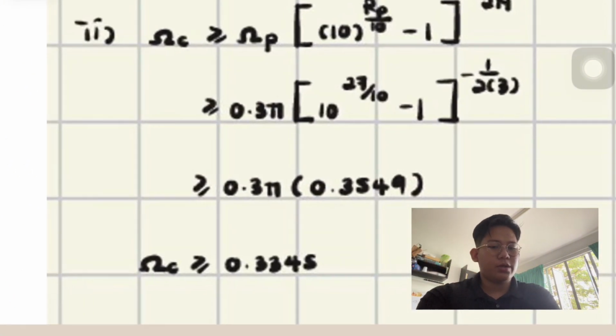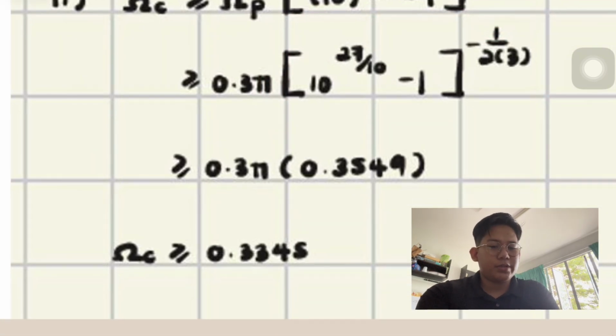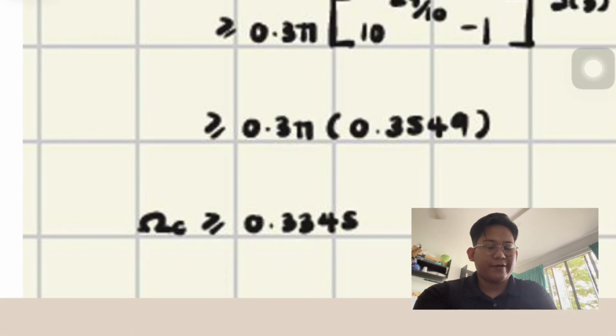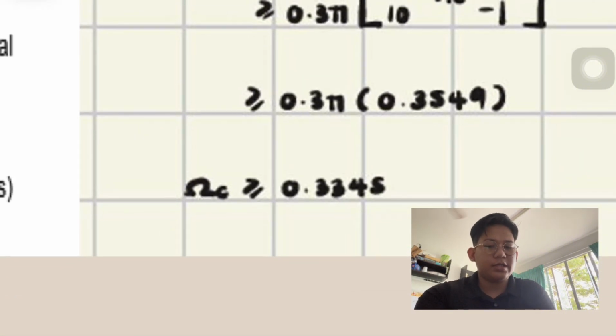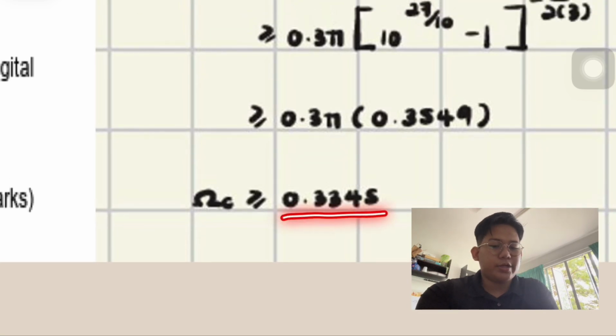So we calculate the value for the bracket first. We got 0.3549, and times with 0.3 pi, we got omega c more than or equal to 0.3345.